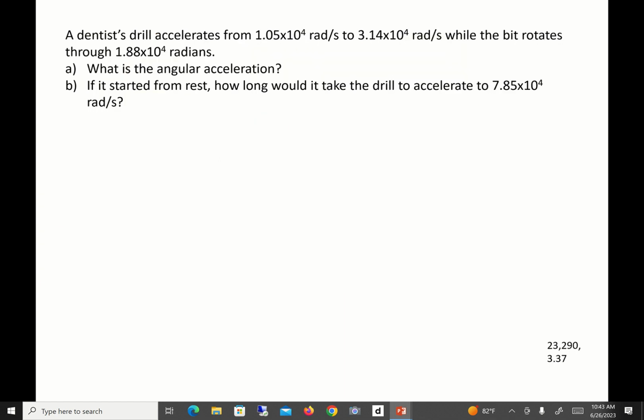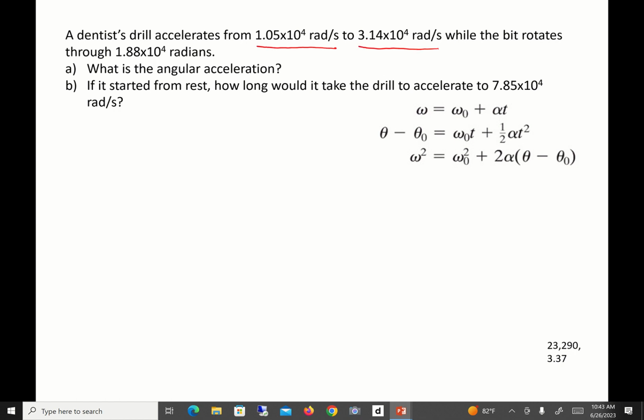Let's do one where we have to actually do some algebra. All right, so I've got a dentist drill that accelerates from 1.05 times 10 to the 4 radians per second to 3.14 times 10 to the 4 radians per second. Units of radians per second tell us it's angular velocity. The from means that's the initial, and the to means that it's the final. So omega 0 is 1.05 times 10 to the 4 radians per second.